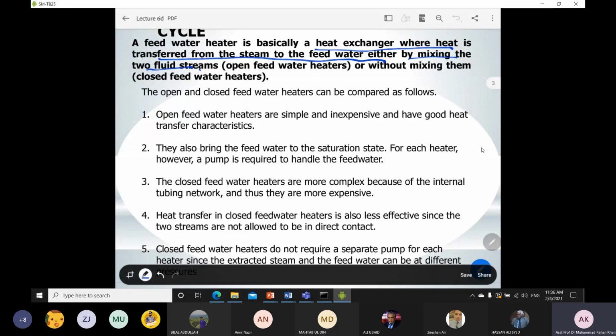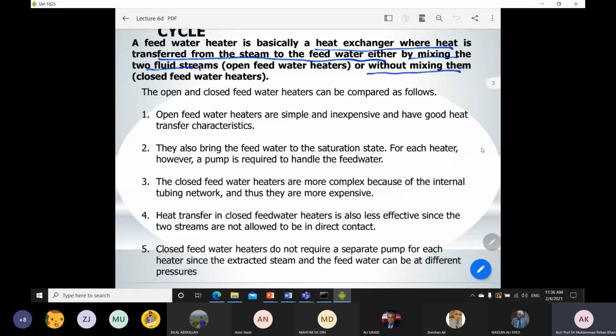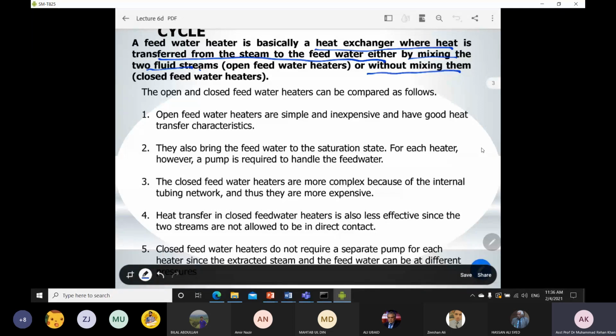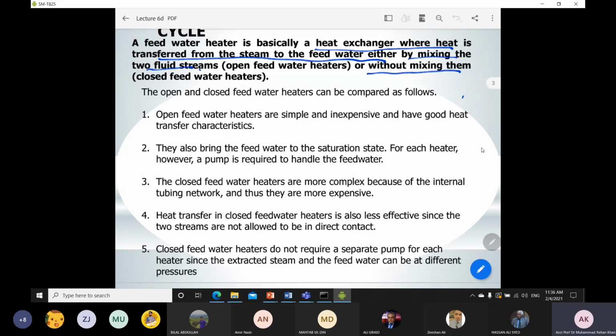When we saw the open feed water heater, there were two streams coming in and mixing in the heat exchanger, but in the closed feed water heater there is no mixing. This is the basic difference between these two: in the open feed water heater the fluids mix together, but in the closed feed water heater there is no mixing of the fluids, but still there will be a heat exchange. We will see how we can exchange heat without any mixing of these two fluid streams.